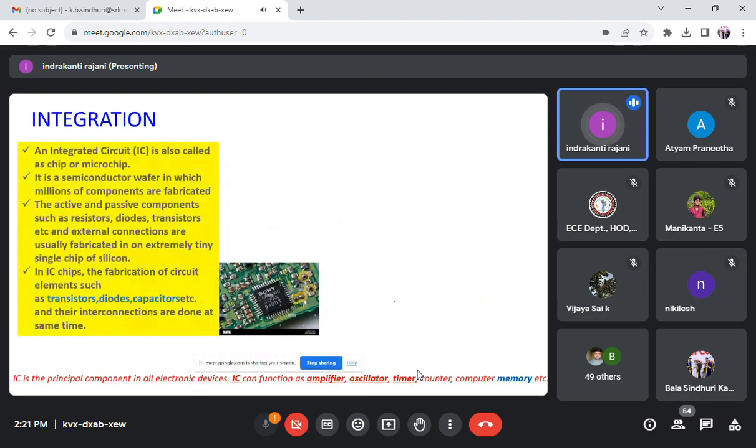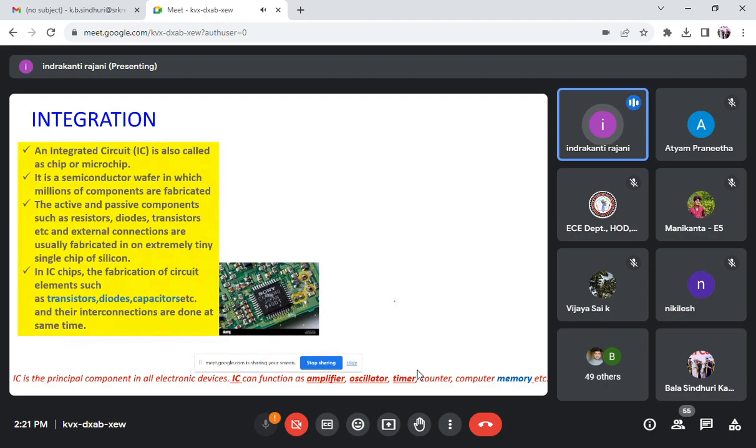So now, what do you mean by integration? All of you are aware of that, but I would like to give a glance at this integration part. An integrated circuit is a chip or microchip. You have a lot of transistors when you are talking about a motherboard in any kind of mobile phone or in any kind of electronic device.